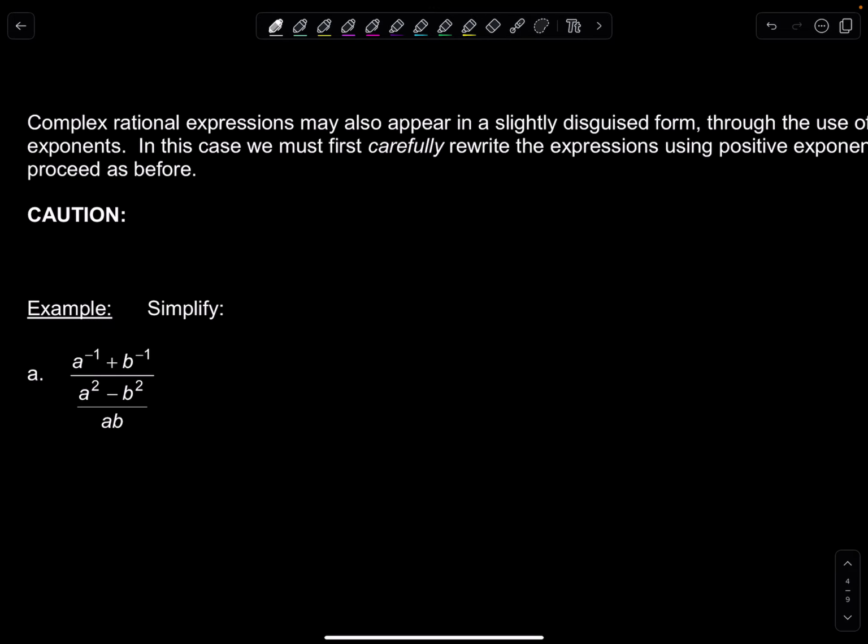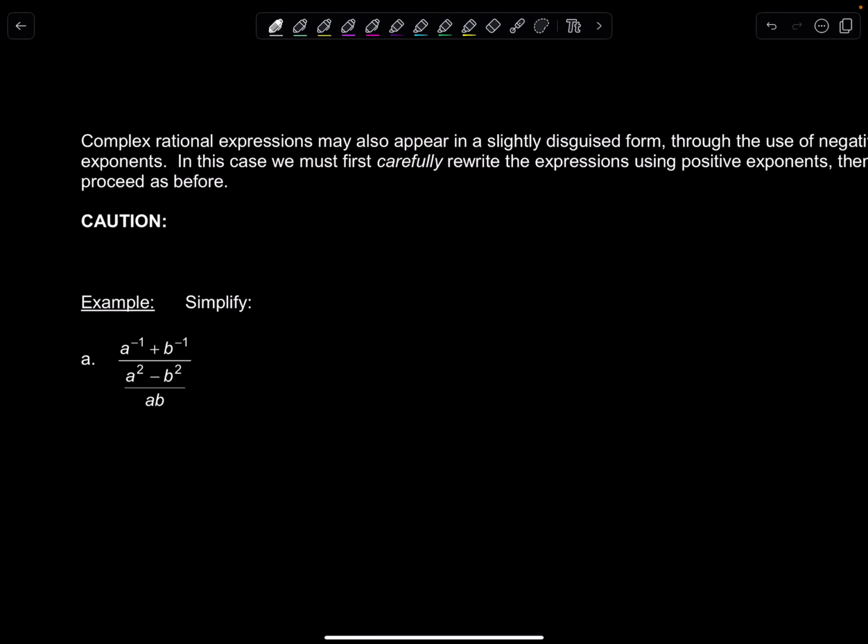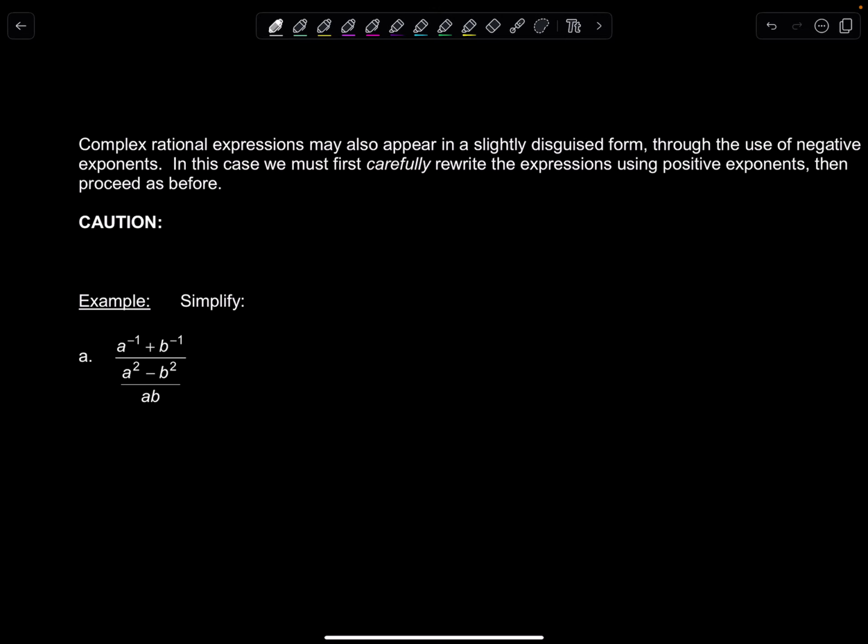Complex rational expressions may also appear in a slightly disguised form. How dare they put a disguise on? Through the use of negative exponents. In this case, we must first carefully rewrite the expressions using positive exponents and then proceed as before.